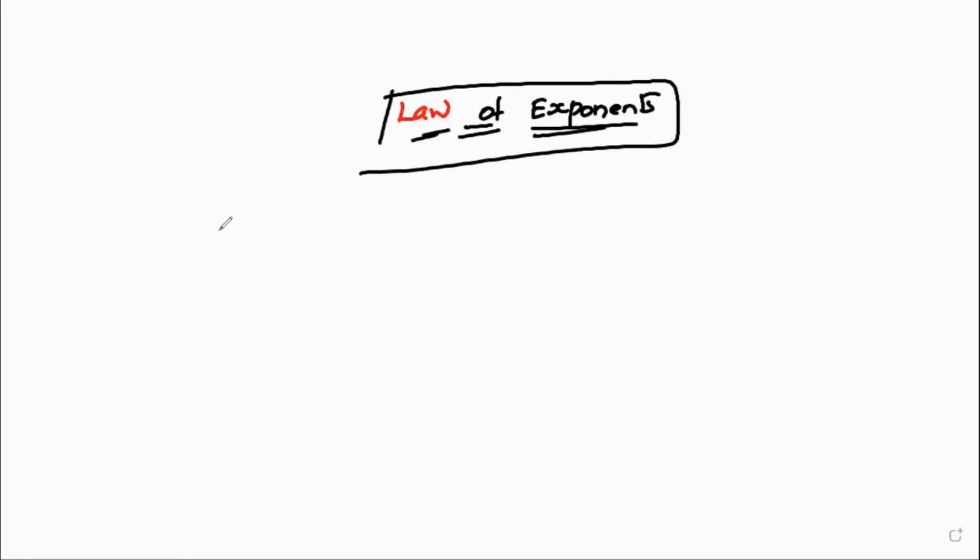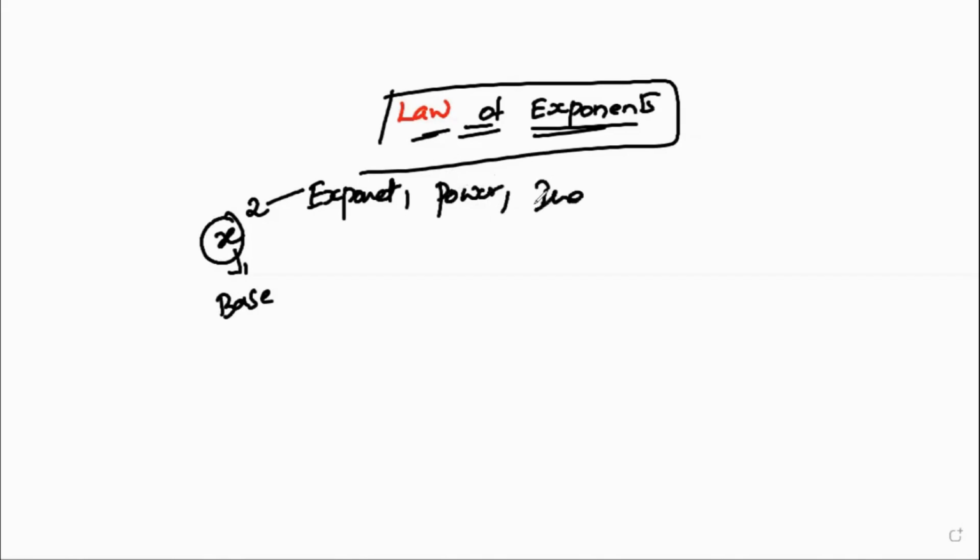Suppose I write a function like this, x to the power of 2. X is said to be the base and 2 is said to be the exponent. We also call it a power, and sometimes an index, but basically we call it an exponent. Any function which we write in terms of a base and an exponent, we talk about the laws on these types of functions.